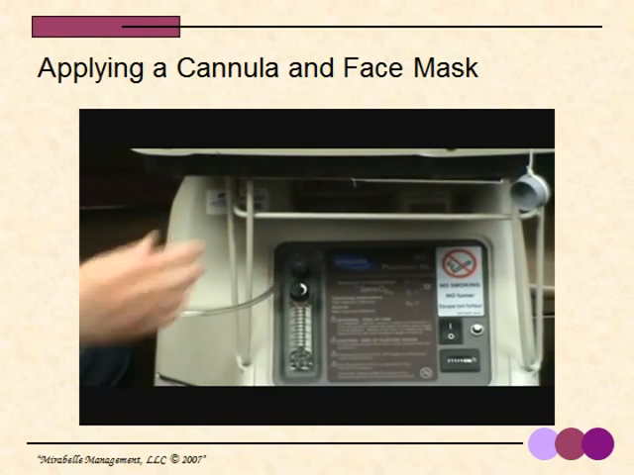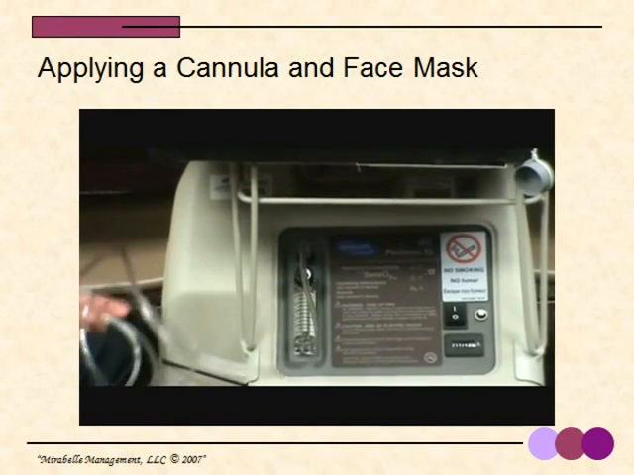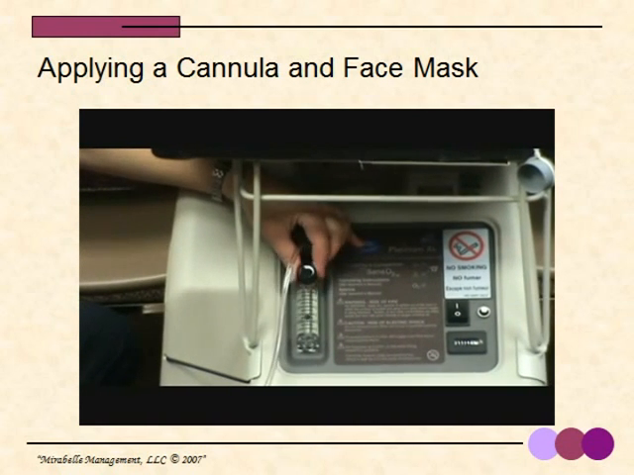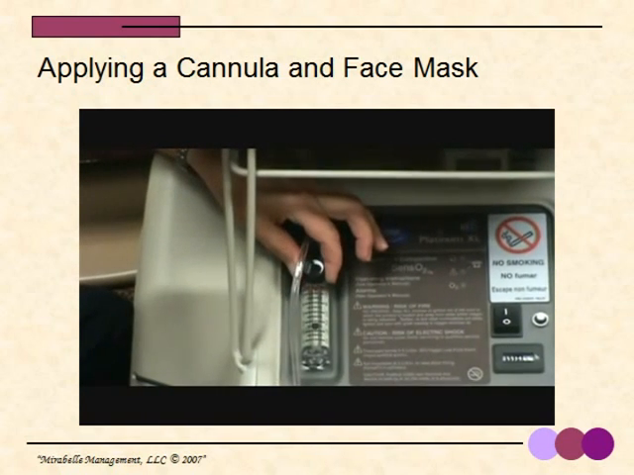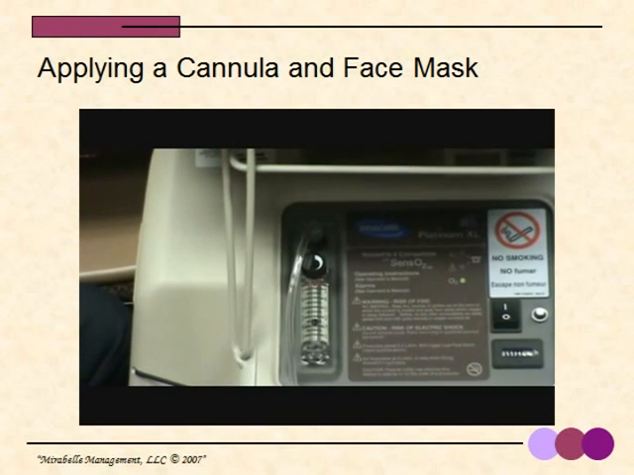And then turn on the switch or the machine and set the oxygen flow rate. This machine and most concentrators are set anywhere between 1 and 6 liters per minute. And for our demonstration purposes, we're going to set it at 2 liters per minute.